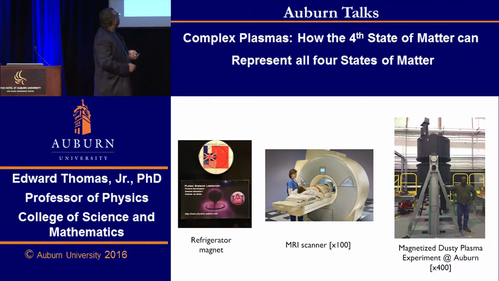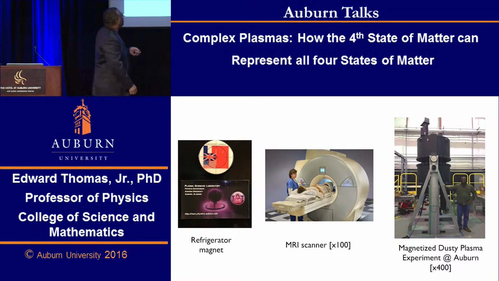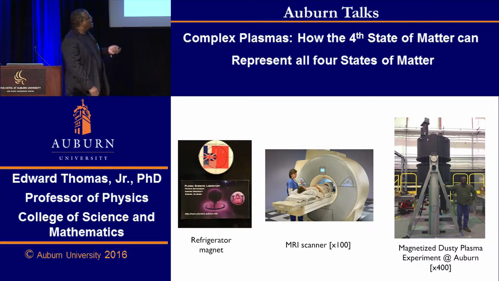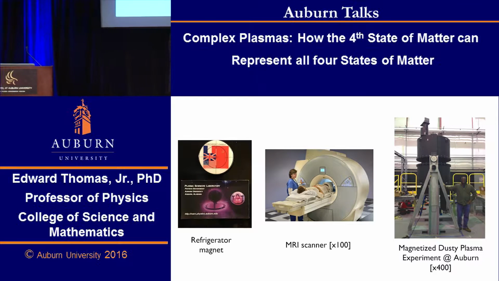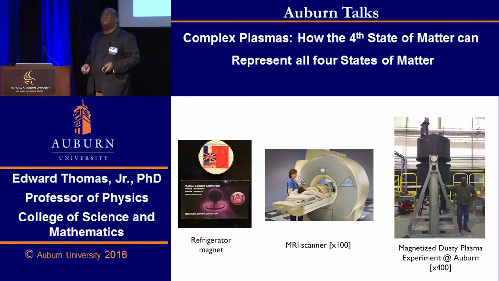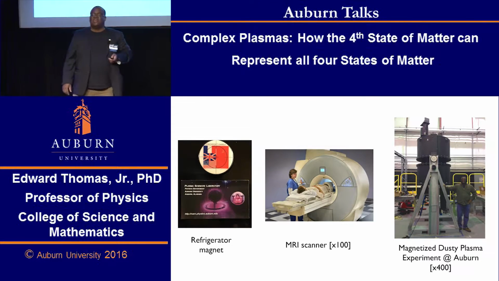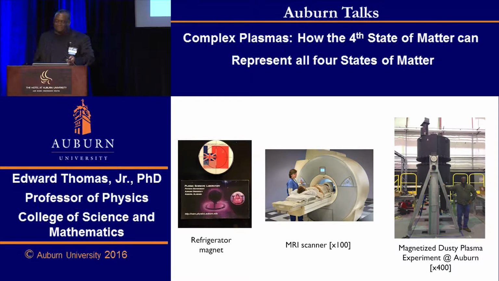So if you consider, for example, a typical refrigerator magnet, this is our little lab magnet, something like this, then it has a certain magnetic field. You can stick it to your refrigerator. You could go to a typical MRI, and they're maybe about 100 times stronger than that typical refrigerator magnet. We have a laboratory at Auburn in the Leach Science Center that produces a magnetic field that's about 400 times stronger than a typical refrigerator magnet. And it's quite large, as you can see by a standard unit physicist standing next to that particular experiment.